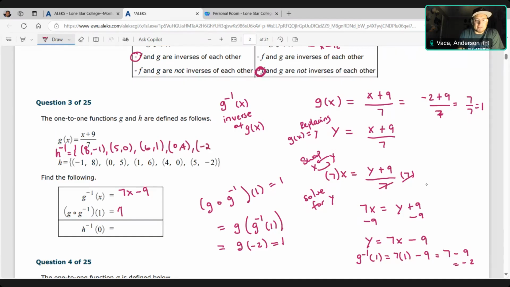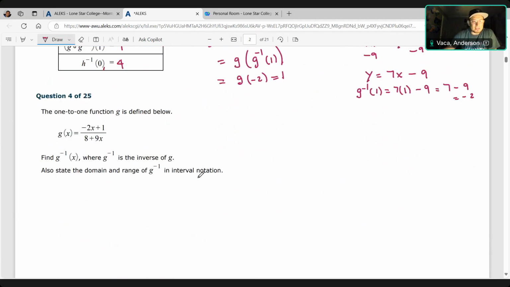We have negative 2, 5. But they want us to know what happens when the input is 0 on the inverse. What is the output? And the output happens to be 4. What is the output of the inverse when the input is equal to 0? The output will be equal to 4. Okay. All right, let's move on.